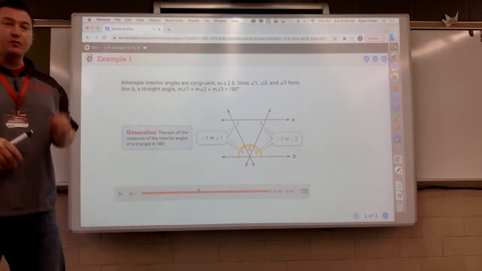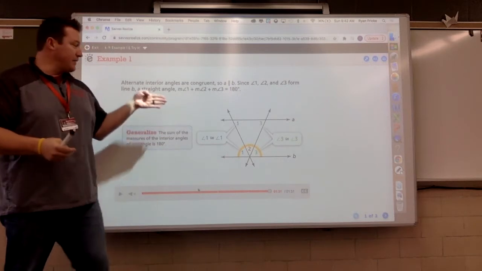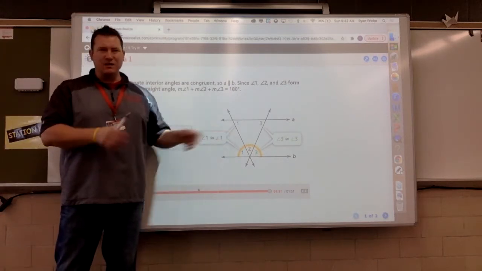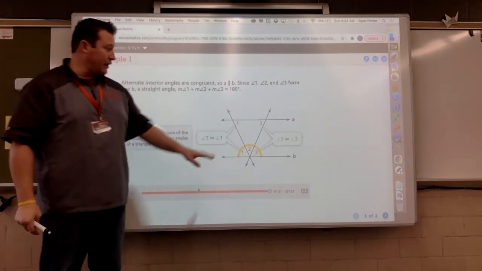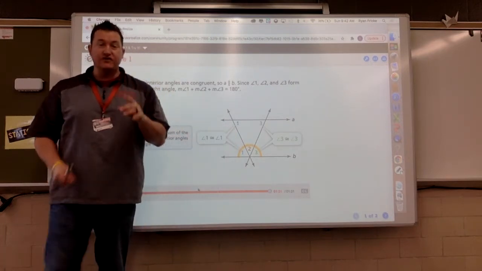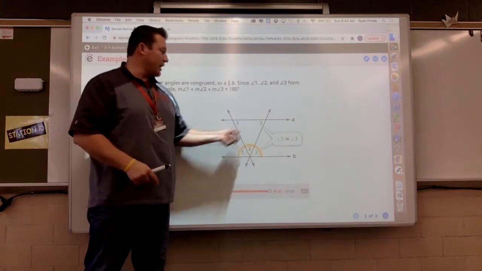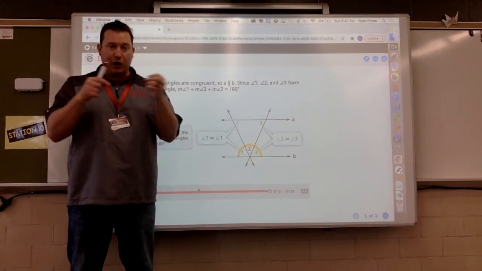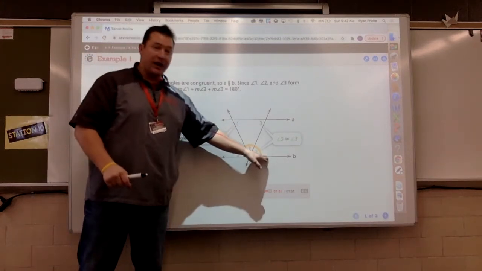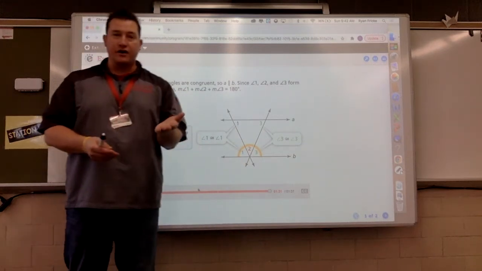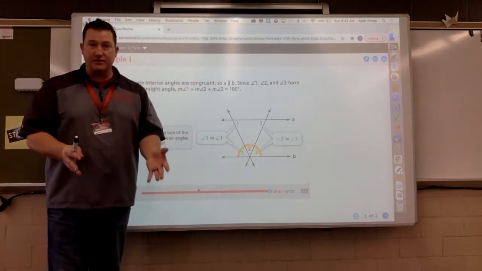So guys, this is something you probably already knew. This is how some smart person a long time ago figured that out and proved it, that it really is true. These three angles in a triangle, if we were to break them all apart, would form a straight line, and straight lines have 180 degrees in them. That's really all this says, okay?